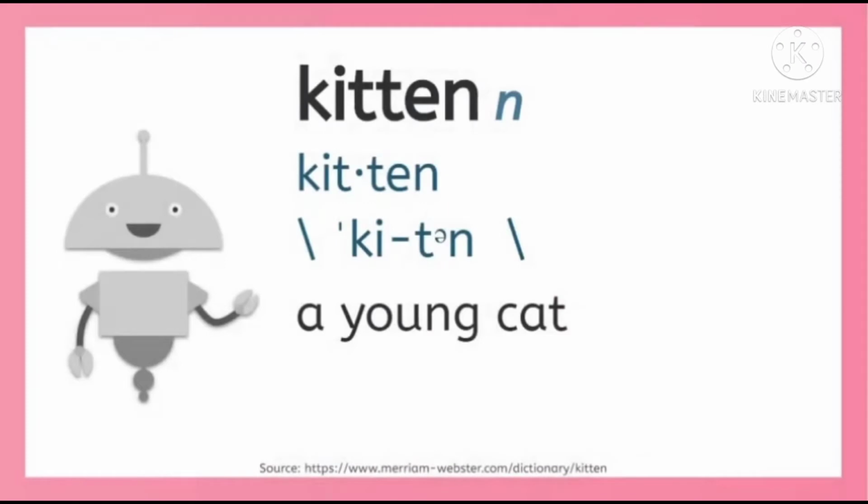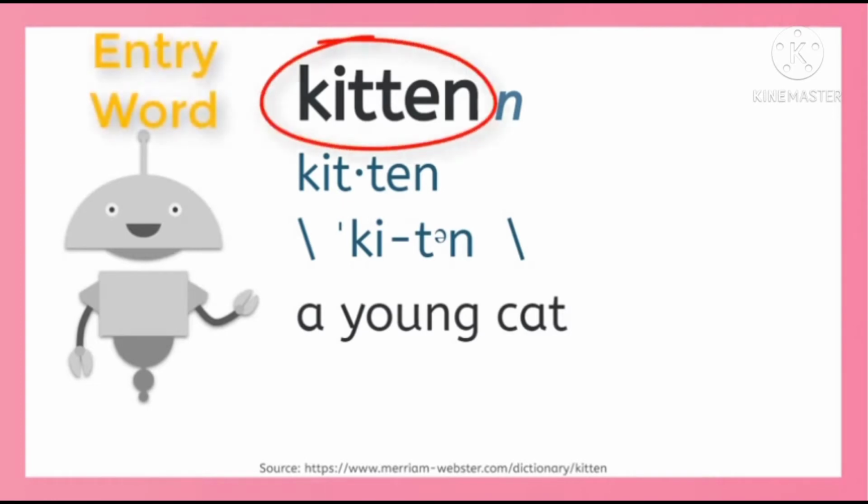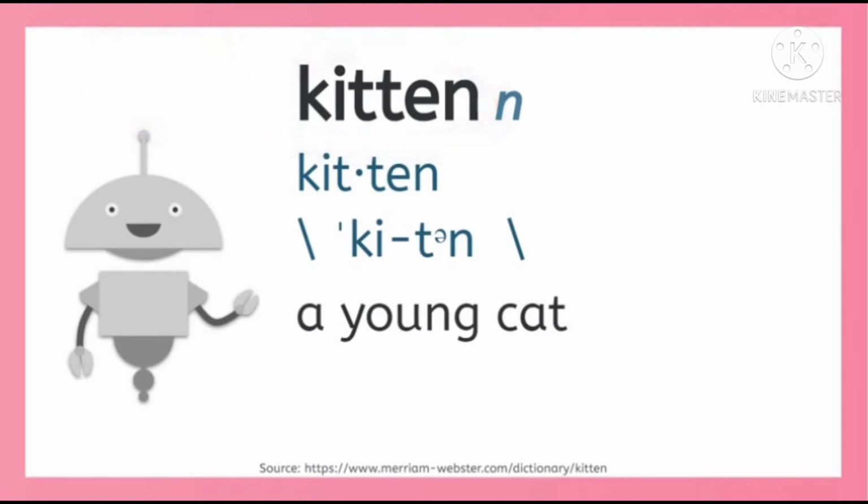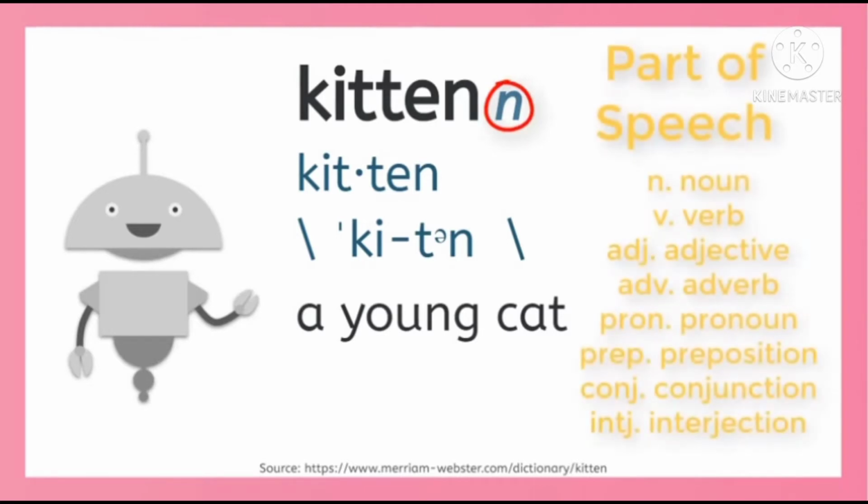When you look up a word in a dictionary, you'll see several things. Here I have looked up the word kitten, and this is its dictionary entry. First, you see the word kitten in bold letters. Then, to the right of that, we have the small letter N. That N is the abbreviation for noun. That's the part of speech or type of word kitten is. If you haven't watched our word types videos yet, be sure to do that too.